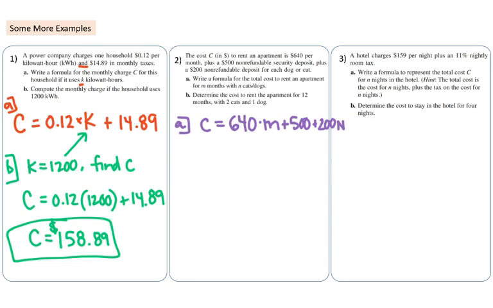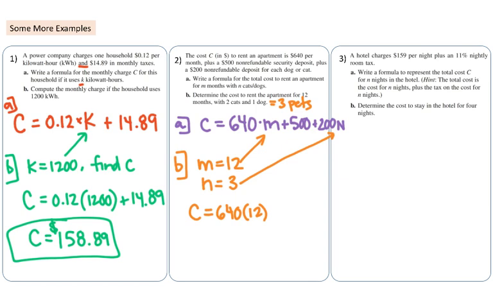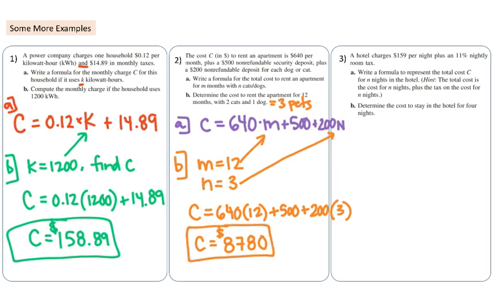Okay, so now let's do part B that says, all right, well, what's the cost going to be if your months equals 12 and the number of pets, 2 cats and 1 dog, that equals 3 pets. So the number of pets equals 3. So what we'll do is we'll just replace those values into the equation for M and N. Our cost is $640 per month times 12 months, plus the $500 security deposit, plus the $200 for each of the 3 pets that we have. So we put that all in our calculator and we realize that at the end of 12 months, we had to pay a total of $8,780 in this case for our rent.